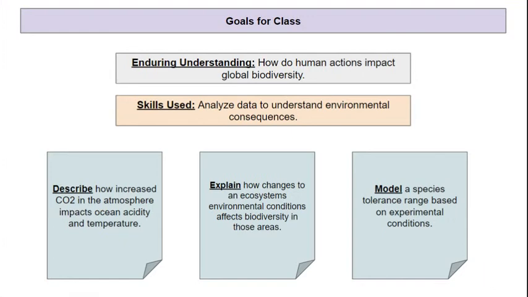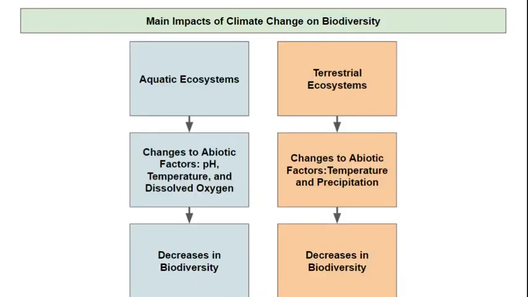Today, we're going to be talking about our first series of climate change impacts, and we're going to be focusing on aquatic ecosystems. So we're going to be looking at things like pH, temperature, and dissolved oxygen changes, and how this affects biodiversity in aquatic ecosystems.